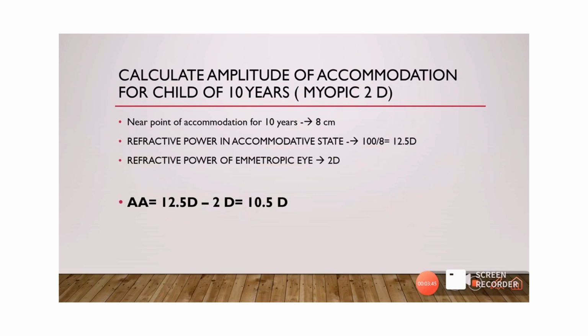Now let us calculate the amplitude of accommodation for the same child, but who is actually myopic with 2 diopters of error. Now the near point of accommodation for the child will be about 8 centimeters. Now the refractive power in the accommodative state will again be calculated in the same way, 100 by near point, that is about 12.5 diopters. Now the refractive power for the myopic eye, I'm so sorry for the typing error here, the refractive power for the myopic eye here is how much? It is about 2 diopters. So now if we subtract 2 from 12.5 diopters, we get 10.5 diopters. So if the child is myopic, he needs a little bit less amount of accommodation compared to a child who is emmetropic, to see from infinity to the 8 centimeters distance.